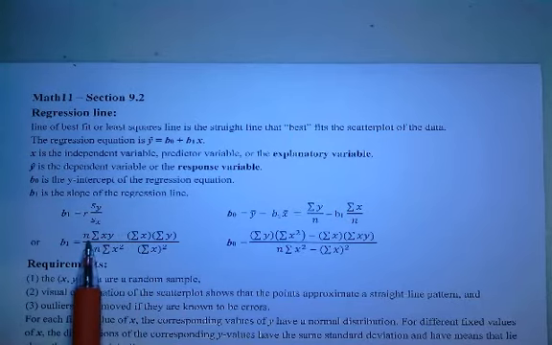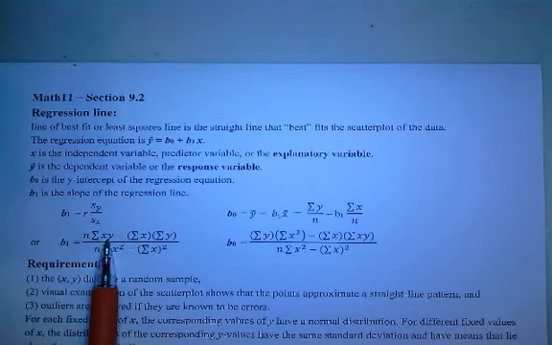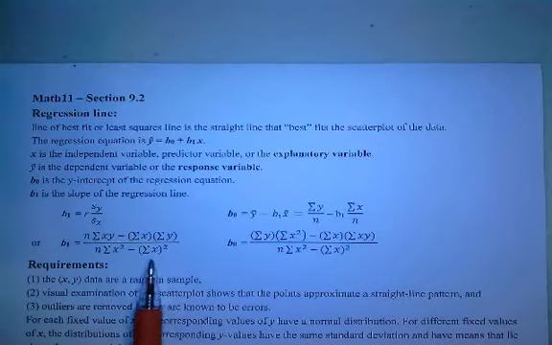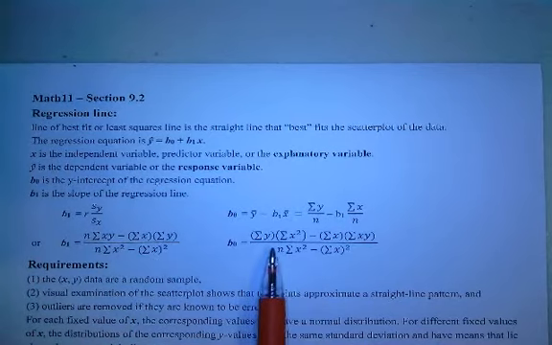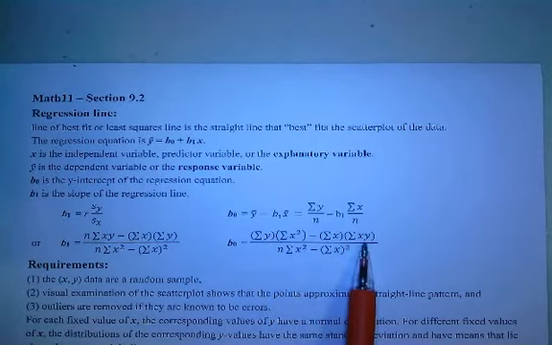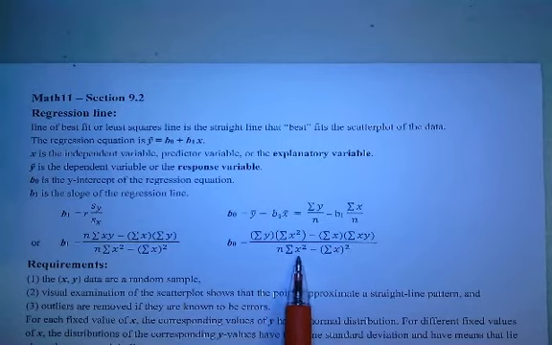So for instance, b1 equals n, the number of pairs of data, times the sum of the xy's minus the sum of the x's times the sum of the y's, over n times the sum of the x squareds minus the sum of the x's, squared. And then for your b naught, similar: sum of y times sum of x squared, minus sum of x times sum of xy, all over n times sum of x squared minus the sum of the x's, squared. So their denominators are the same, but they have slightly different numerators.